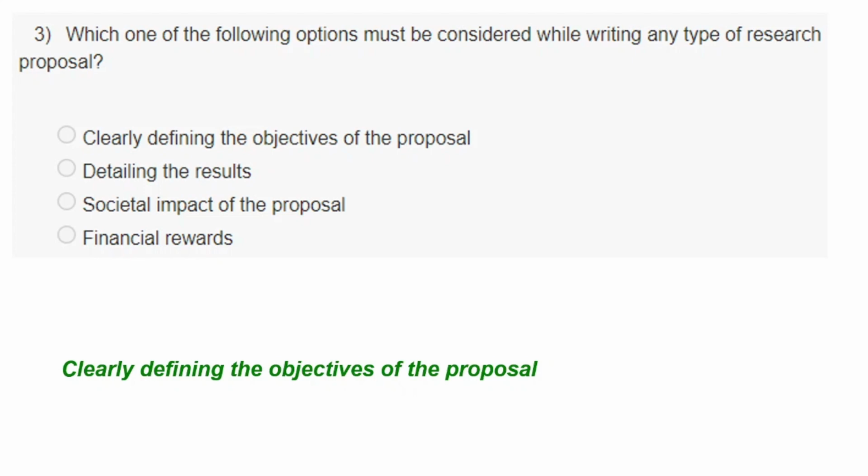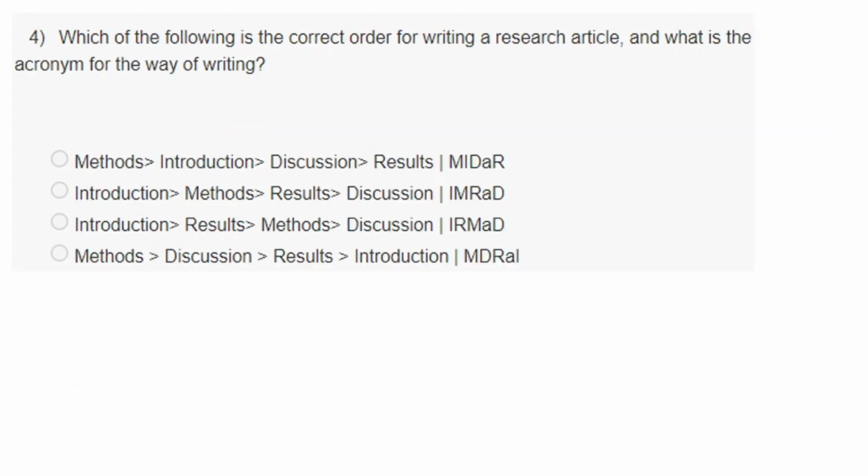Not worth it. Societal impact is something you can write, but only if there are word limits or page limits, so you can write it in a very small sentence. But mostly the most important part is clearly defining the objectives of the proposal. That's the main thing of a research proposal. So option A is the correct answer. She's correct. Moving on to the next question.